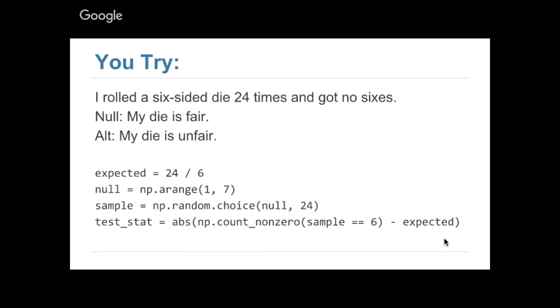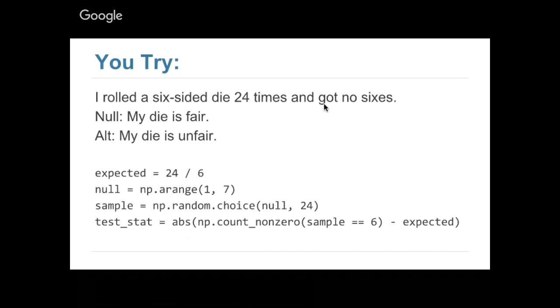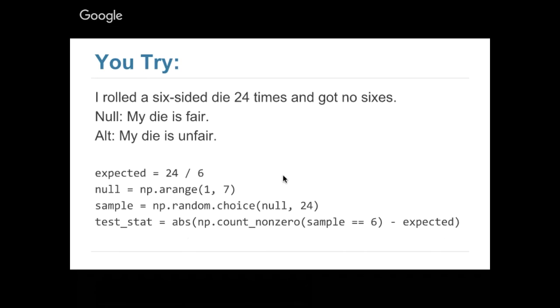Alan? Should the sample size always equal the size of your observation? That's right. Yes, because I want to figure out, okay, I rolled 24 times and got no 6s. If I rolled 60 times and got no 6s, that would be more suspicious than 24 times and no 6s, right? If I only rolled my die 10 times and got no 6s, that would be less suspicious. So the number does matter. You do need to use the same number in your sample.